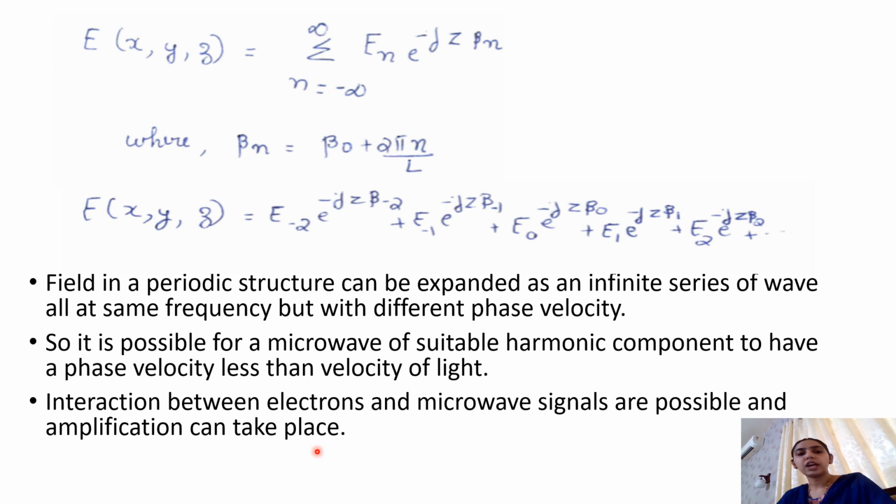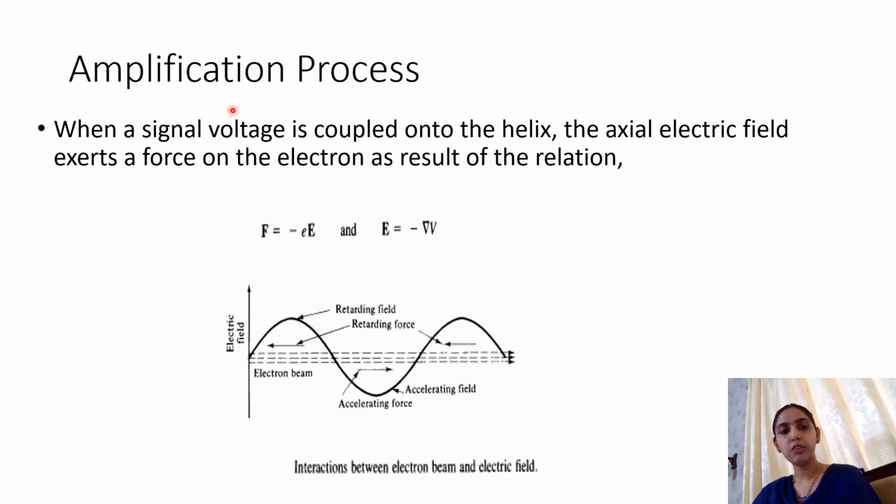So now I hope you have understood the significance of using a slow wave structure. In simple words, it is to reduce the velocity of the RF wave so as to interact with the electron beam for maximum possible amplification. And also we have seen how we have expressed our electric field in a slow wave structure. Now we have an idea of how the amplification is occurring in a traveling wave tube. That is, obviously, it is by the interaction of both the electron beam and the RF field.